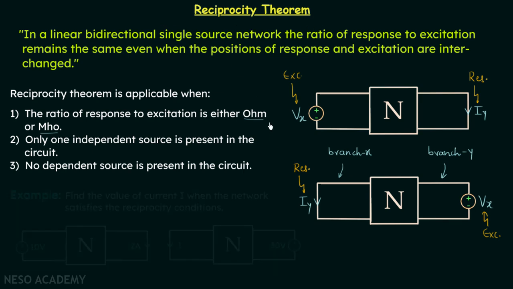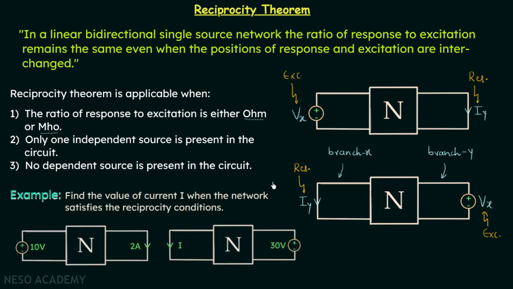Now we will move on to our example problem to understand reciprocity theorem in a better way. We are required to find the value of current I when the network satisfies the reciprocity conditions. So we have a network N and it is satisfying all the 3 reciprocity conditions. Plus it is a linear bidirectional single source network, and we need to find current I in this configuration. So let us move on to the solution.